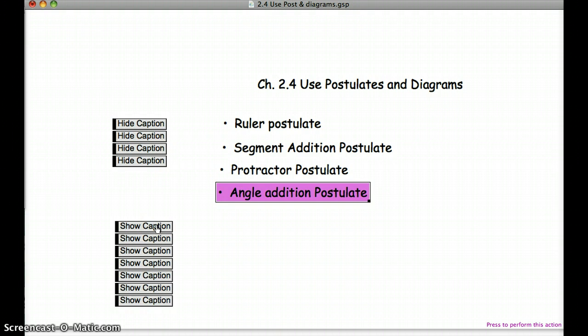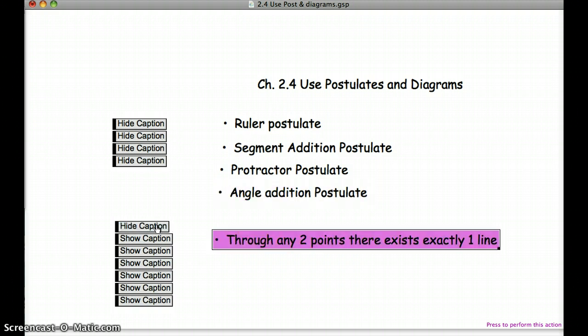Okay, these are all listed on page 96 of your textbook. If you want to go ahead and write those down, you can. Okay, so the first one is postulate number 5. So we have postulates 1, 2, 3, 4, and this is postulate 5. Through any 2 points, there exists exactly 1 line.